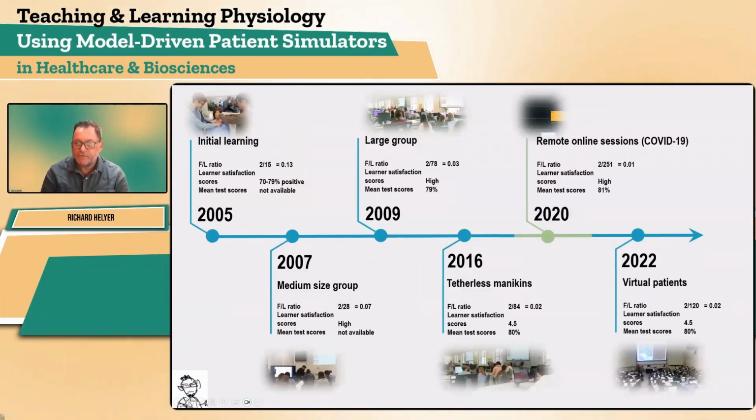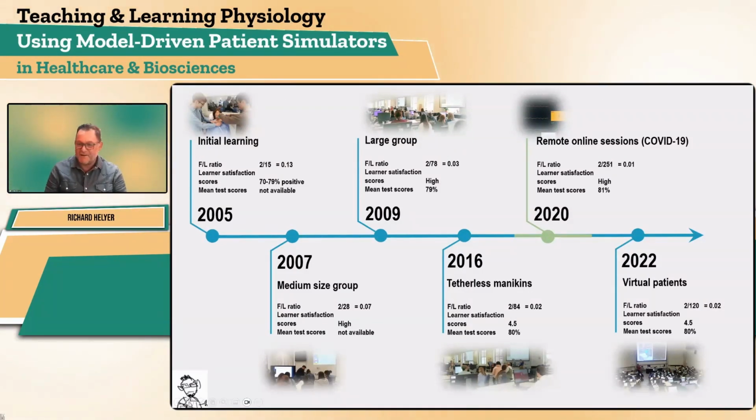Can I have the next slide, please? So Eugene has already introduced you to this timeline. And this timeline is from our initial learning when we have about 15 students packed into a suite. So we started off with higher numbers than probably most people are used to in a simulation suite. And we call this the FL ratio, the faculty to learner ratio. And initially that was about 0.13, 2 faculty with 15 students. Imagine getting through a class of 300.